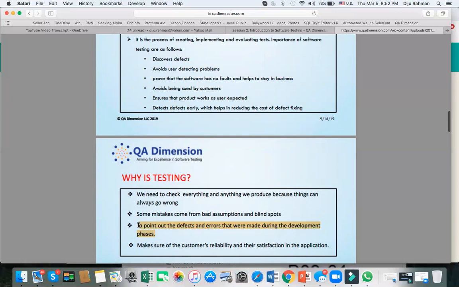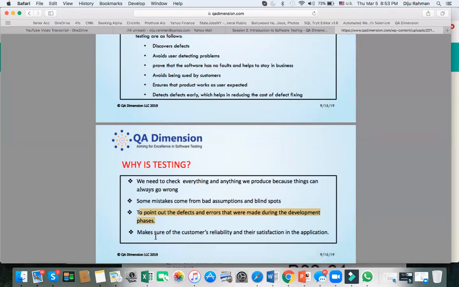To point out the defects and errors that were made. So let's say the developer made some mistakes, so he did not realize that, because developers only do very, very basic testing. They don't do thorough testing. Okay. Unit testing, I'll cover later. So developers did not do thorough testing, so because of that they probably can make mistakes, right? So we as a QA analyst, we are going to make sure that that particular issue is addressed and fixed, because we help them to find that problem.